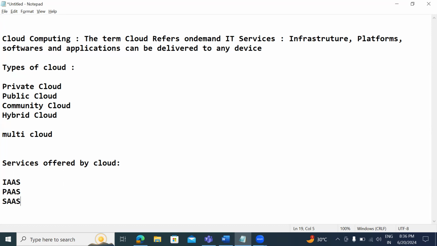Which is more important for the admins? IaaS is more important. After that, PaaS, and after that, SaaS. IaaS is very, very important. Can you guess what things we are going to get from IaaS? In Infrastructure as a Service, what are the services we are getting?